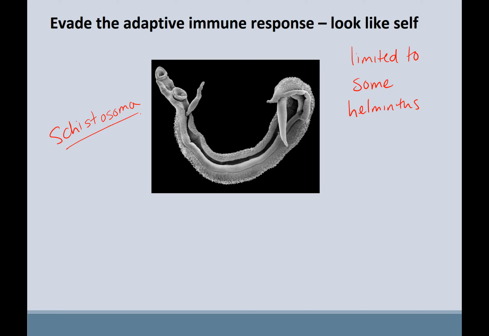Schizosoma, okay, which is a blood fluke type of helminth. And this guy actually goes and coats itself with glycolipids from your blood cells.